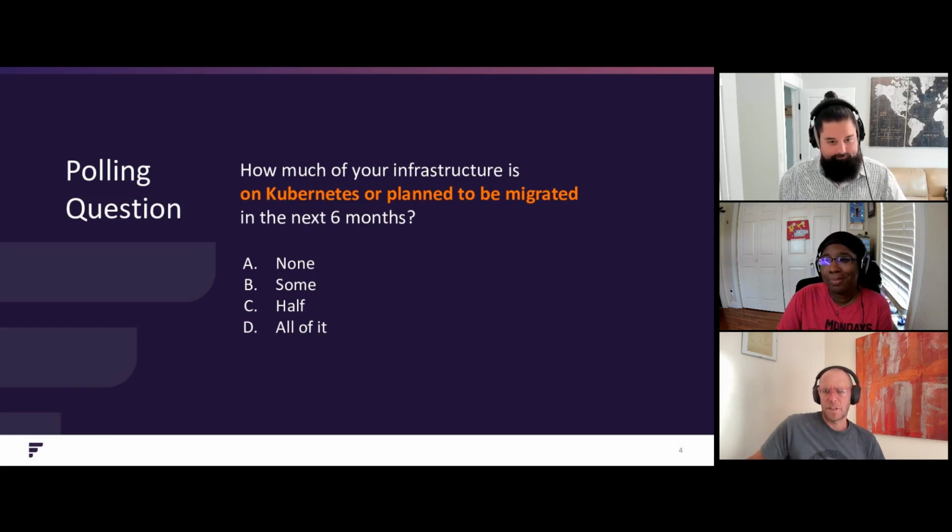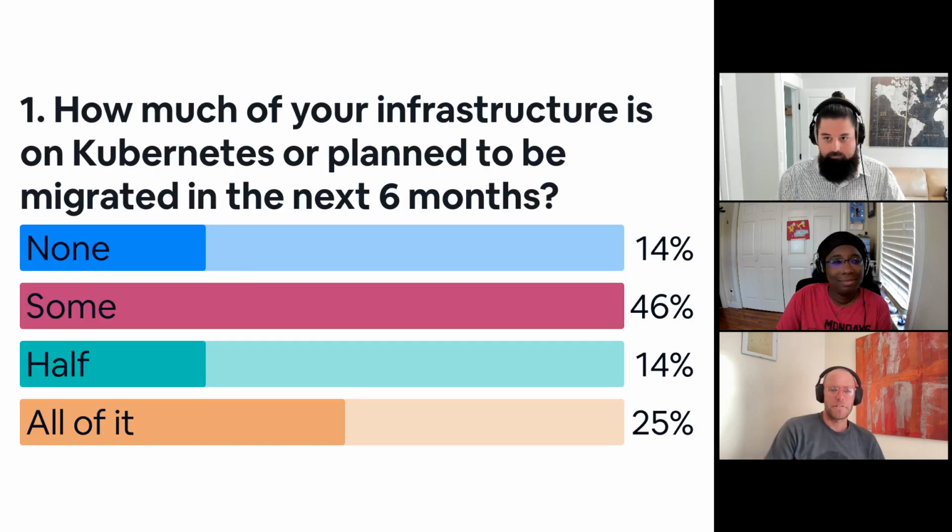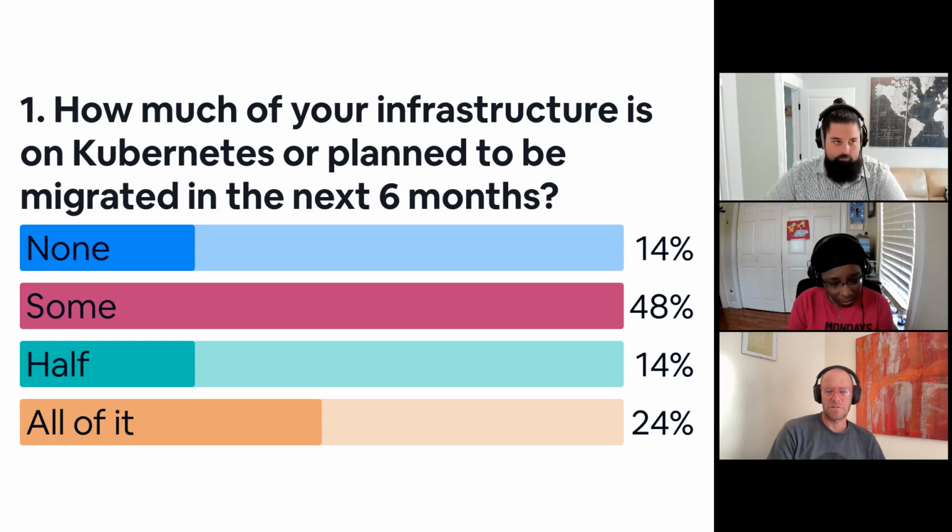And let's see how the poll's coming through. As these numbers come through, oh, there we go. Now we're getting some responses. How much of your infrastructure is on Kube? Wow, this is a good show right here. 14% of you saying none, 48 saying some, and 24% saying all of it, with the halves matching the nones. That's interesting.